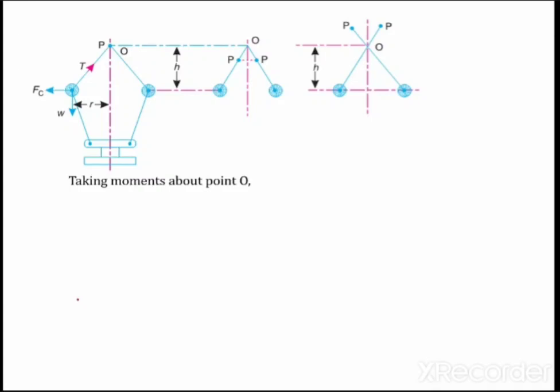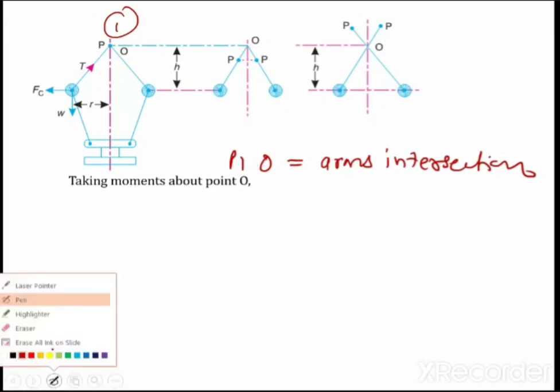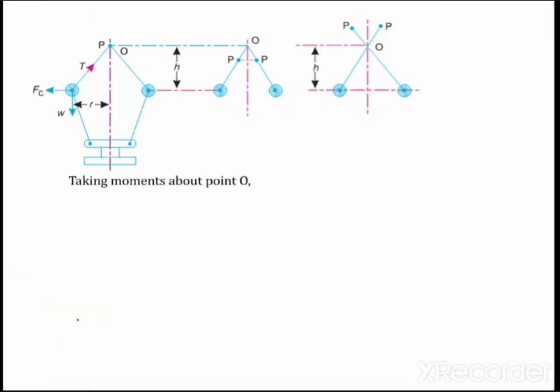Okay, now look over here. Now we have to take the moments about the point O. What is point O? Point O is nothing but the arms intersection point. About this point O, we are considering case number one, where P and O are at the same point. So that doesn't affect much. So, taking moments about point O.